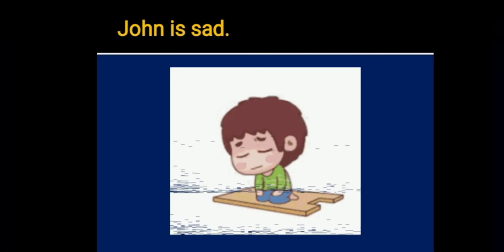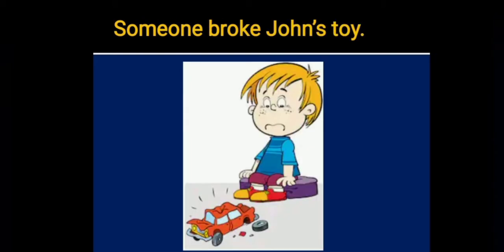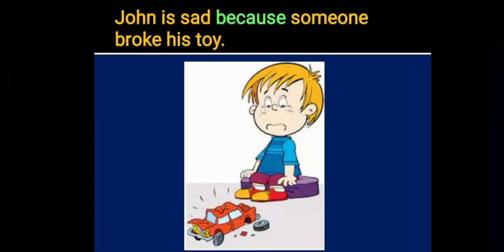Now look at this picture. How is John feeling? Can you guess? John is sad. Someone broke his toy. Someone broke John's toy. Now John is sad because someone broke his toy. Why is John sad? Because someone broke his toy.